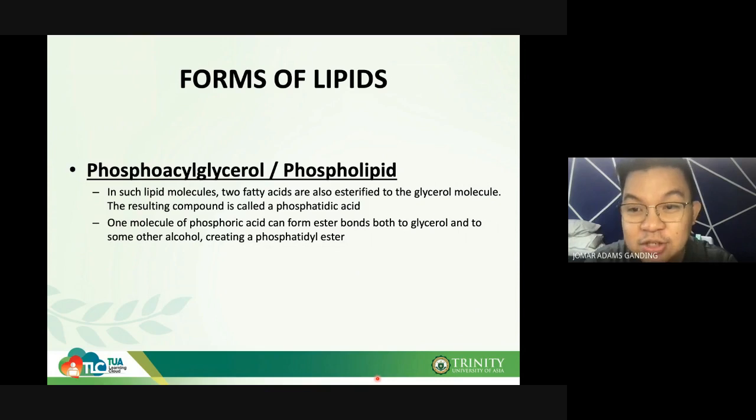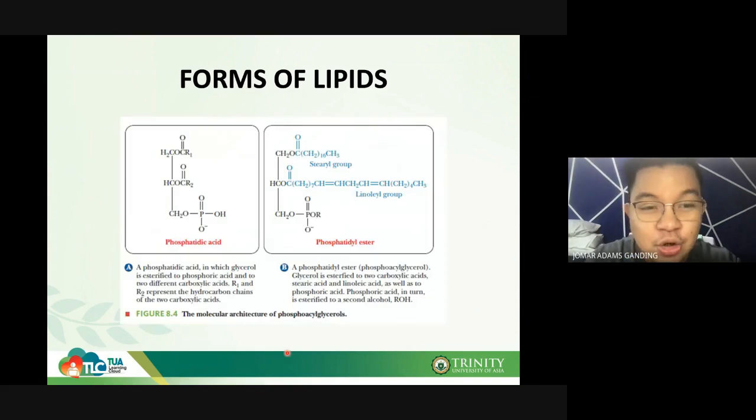And as early as now, I just want everybody to know that phospholipid is actually the most abundant type of lipid inside our body. Again, your phospholipids or phosphoacylglycerol are the most abundant lipid inside our body. There are some phospholipids that are considered important, like the following. I will show it later. So again, phosphoacylglycerols are the most abundant. As you can see, this is your phosphatidic acid and this is your phosphatidyl ester, because it was already bound to other fatty acids. Kung makikita ninyo, it's already connected to your sterol. So this in itself is your phosphatidyl ester. And this is your phosphatidic acid.